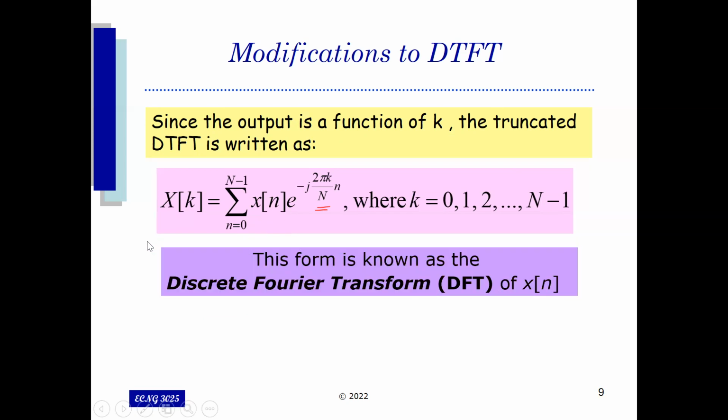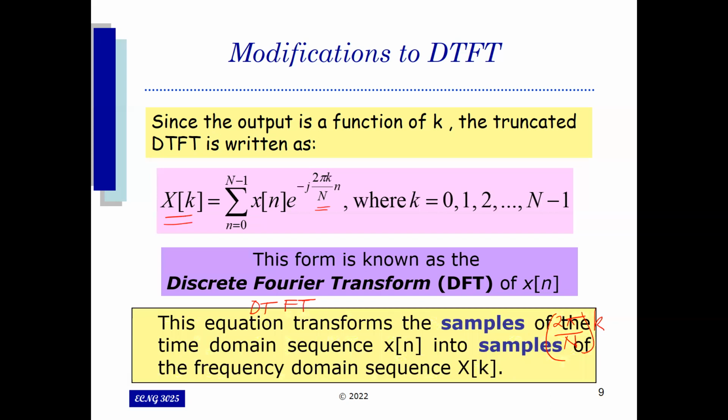This is now known as a discrete Fourier transform of x[n], as opposed to the original one, which was the discrete time Fourier transform. Notice what we have here. For each value of k, and k is my frequency output, the bin value is 2 pi over N multiplied by k. For each value of k I can compute an output, and I go through all the values of k and all the values of n. This equation now transforms samples of the time domain into samples of the frequency domain.